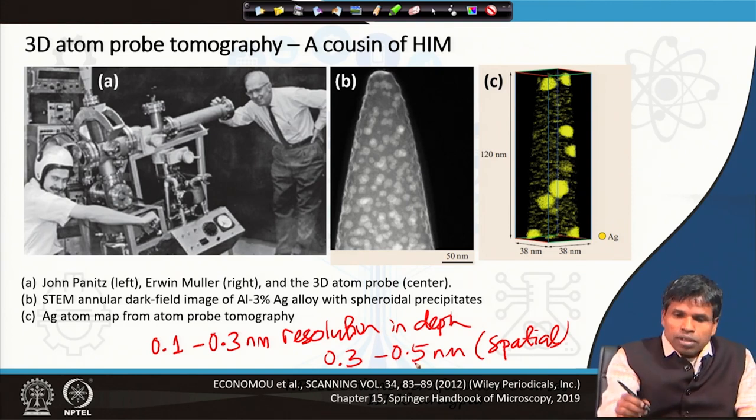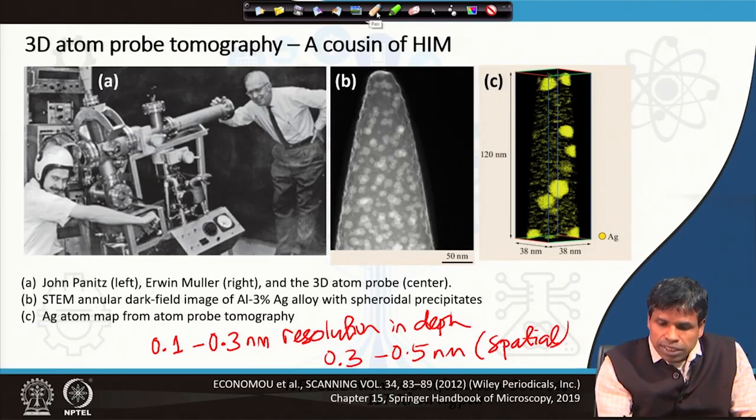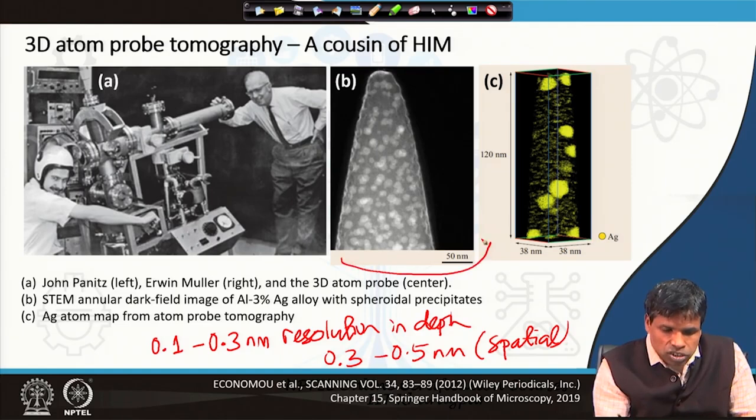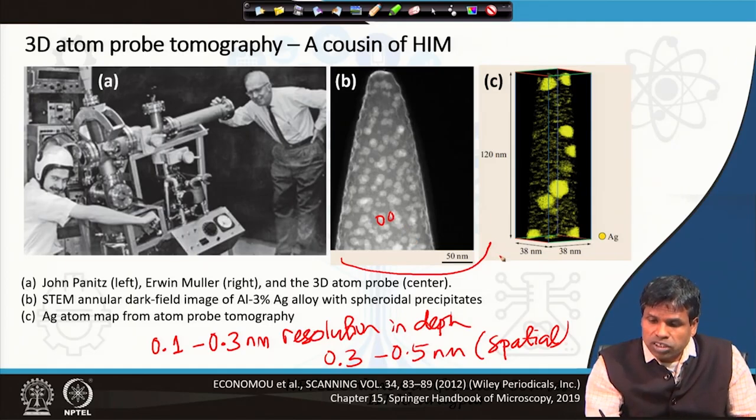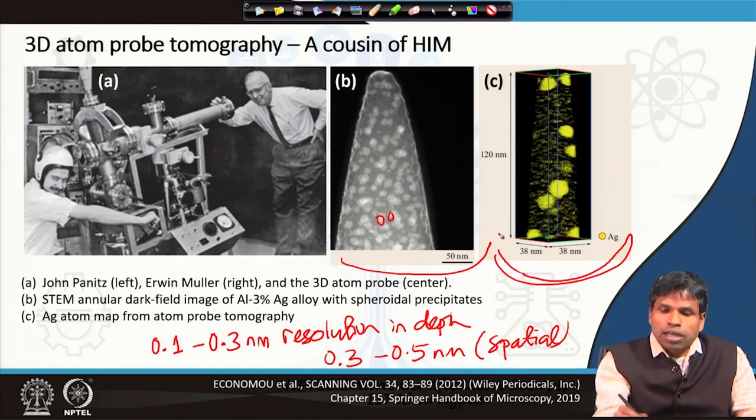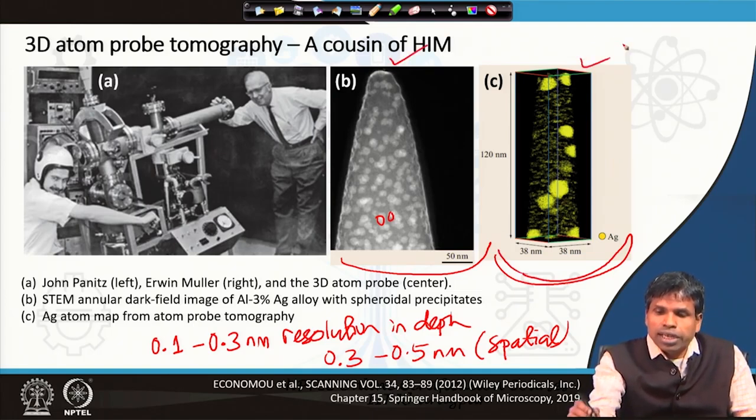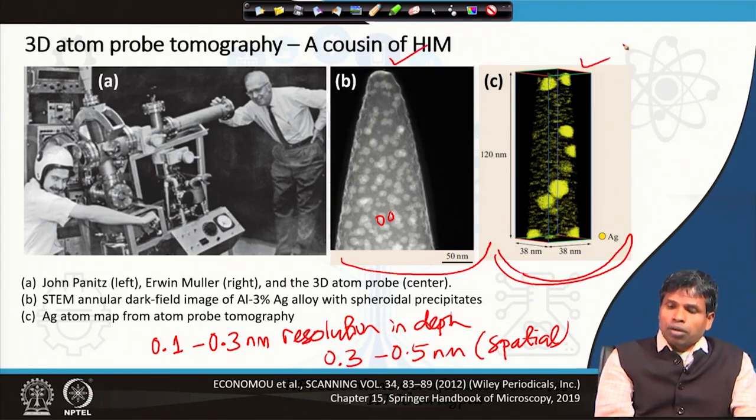As you see, this is a STEM, scanning transmission electron microscopy, annular dark field image of an aluminium and 3% silver alloy, and these are silver spheroidal precipitates, and its composition mapping is shown here. It is a three dimensional image, and we can get three dimensional mapping of composition of a very, very small structure or size material.